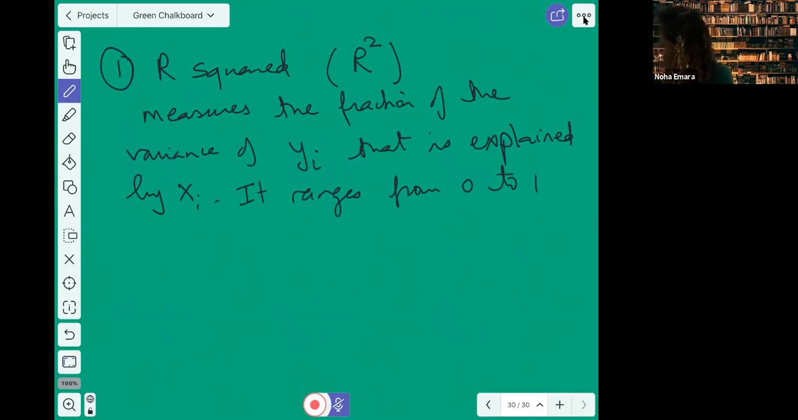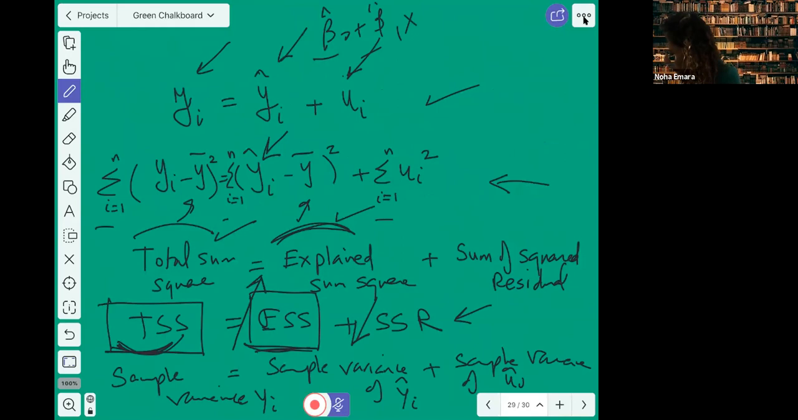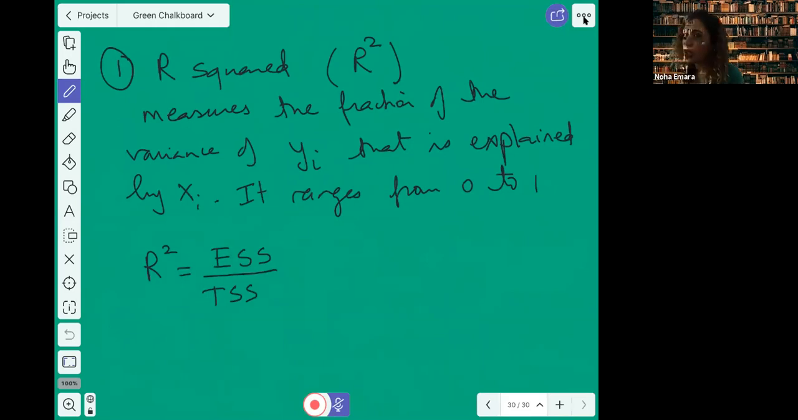so how can I measure it? If I want to measure this, it's basically equal to two of the components that I just explained. It's the ESS over the TSS. Again, we go back. It's the explained sum squared over the total sum squared. I want to know to what extent my model can explain the variations in yi. So you can open the numerator and say, okay, it's the total sum squared minus the SSR over the total sum squared, right? So you open this part up, it's basically the difference between the total sum squared minus the sum of the squared residual.